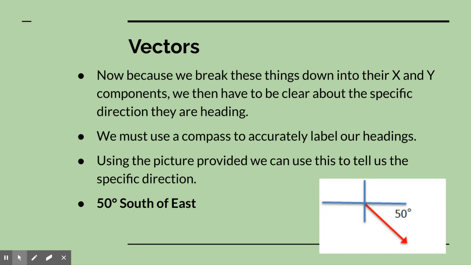Oh, and that's supposed to be by paragraph, but whatever. Now, because we break these things down into their X and Y components, we have to be clear about the specific direction they're heading. So we must use a compass to accurately label our headings. Using the picture provided, we can use this to tell us the specific position. This 50 degrees south of east was not supposed to be in there, but the answer is 50 degrees south of east.